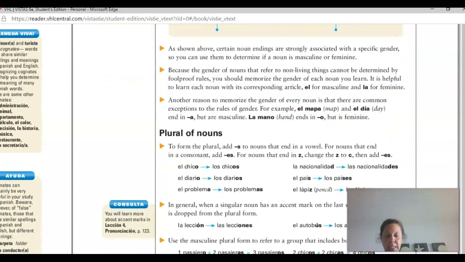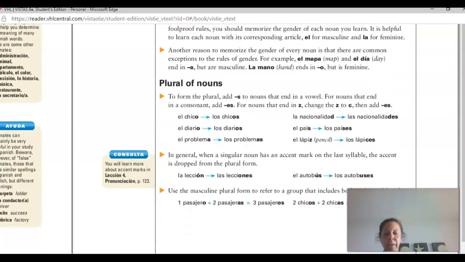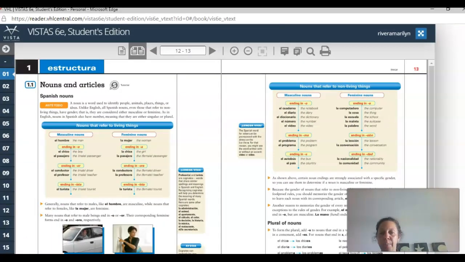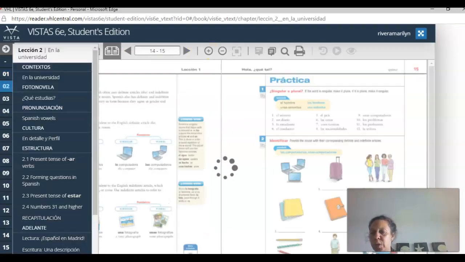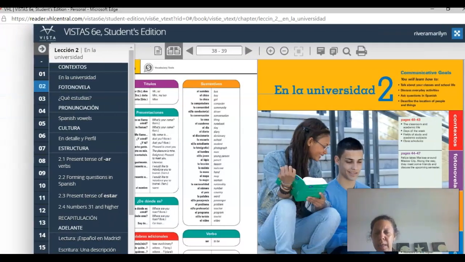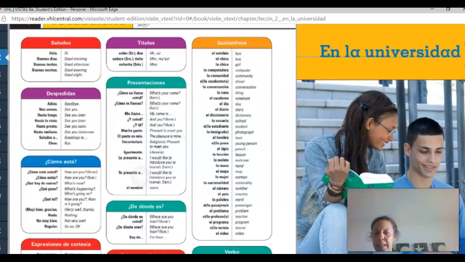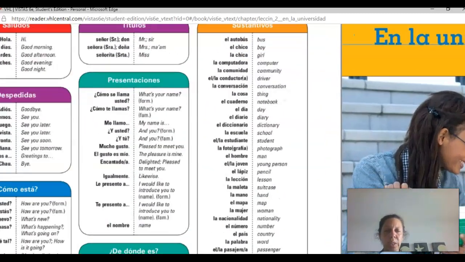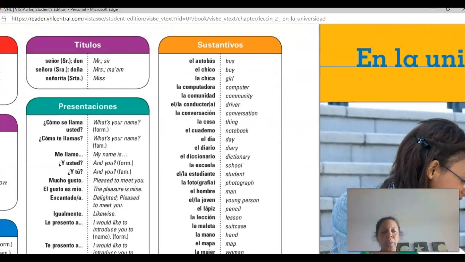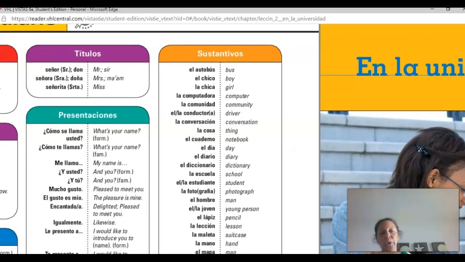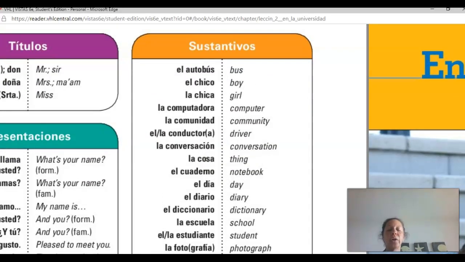My suggestion is when you learn the vocabulary at the end of the chapter. Let's see. Now, let me go to chapter 2 so then we can go exactly. It's right here. Take a look over here where you see that it says sustantivos. Go to the end of the chapter, okay? And then learn the noun with the article. Get your flashcards, and once you start learning nouns, include the article. So then you're learning several things at once, okay?